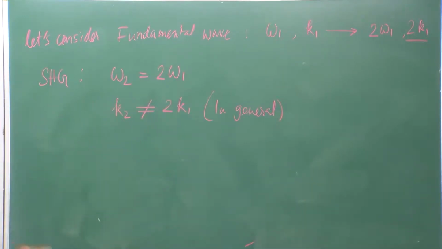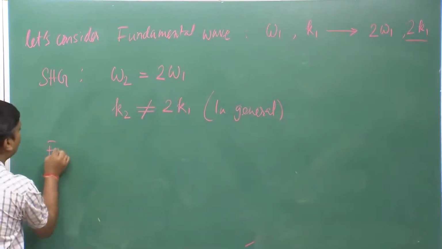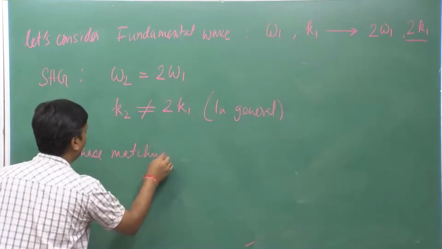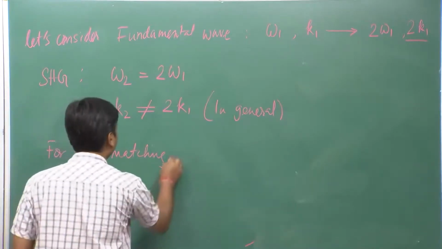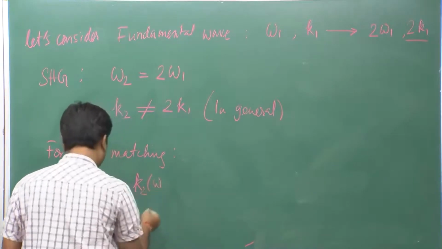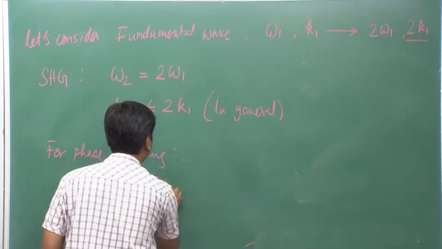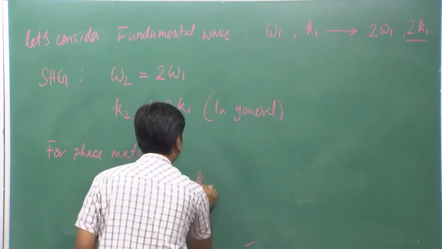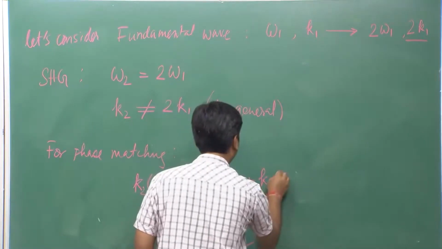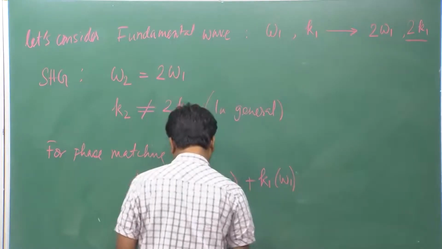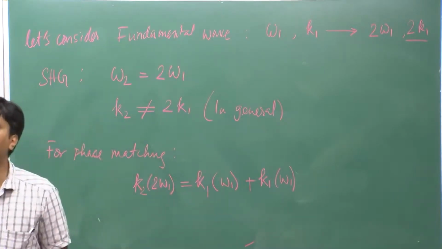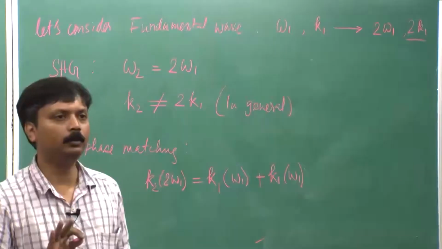Okay. So, the phase matching will take place, what we need is, I can write as k2, which is a function of frequency 2 omega 1, is a sum of k1 omega 1 and another photon having the same value, right. So, this is what needs to be fulfilled if I really want to have a phase matching, if I want to have the SHG to occur.